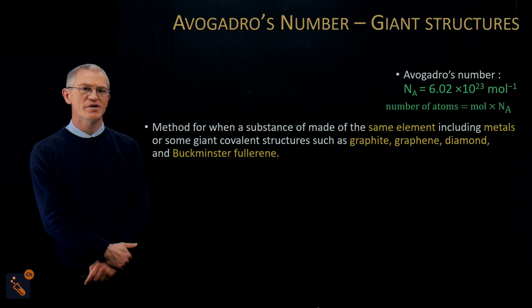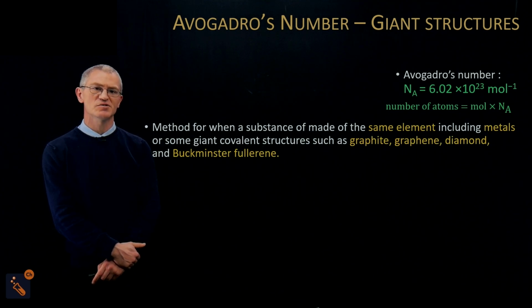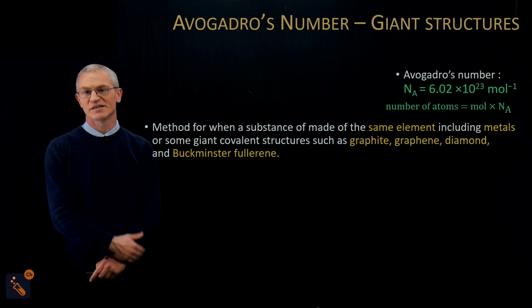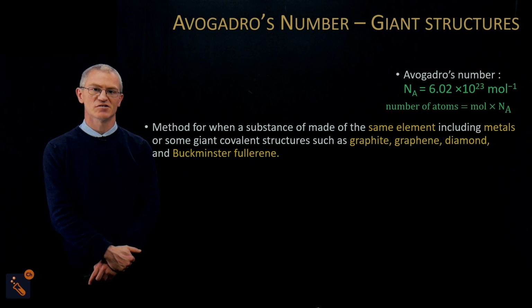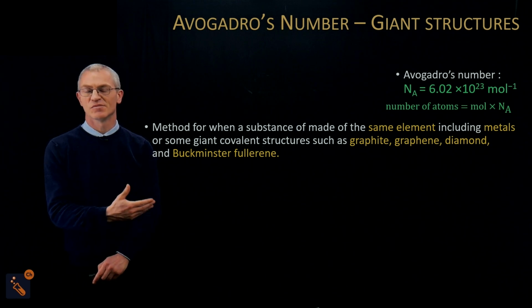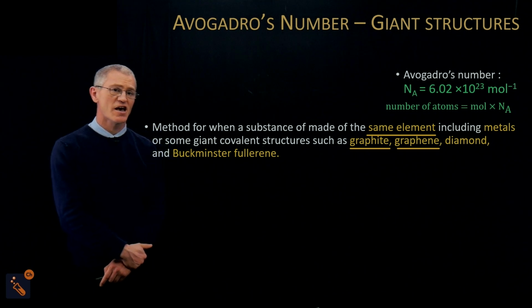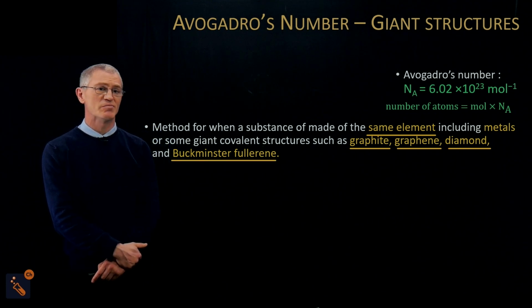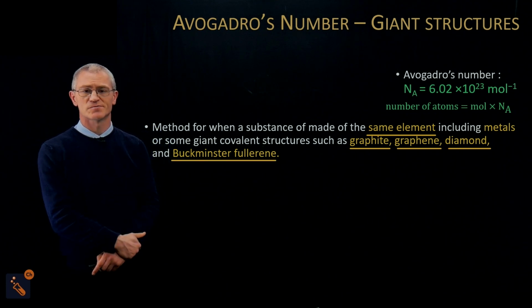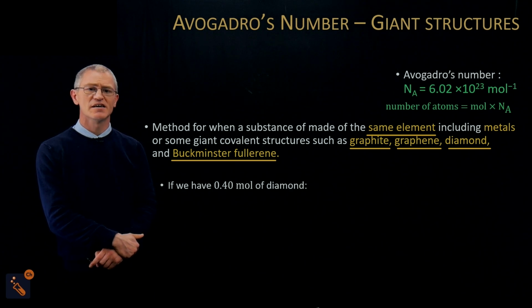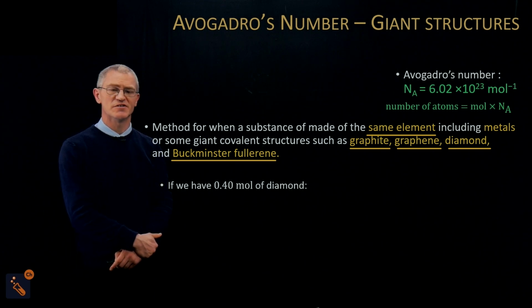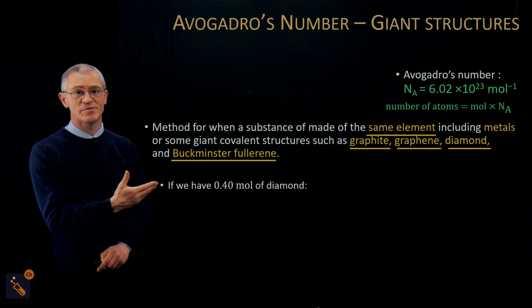So first of all, a method for when there is a substance made of the same element. It's usually the giant metallic and the giant covalent structures, the ones that have the same atom throughout. So we have same element, and we've got graphite, graphene, diamond, and Buckminster fullerene, and of course metals. So let's take diamond. Diamond is just made of carbon, so it's the same element.